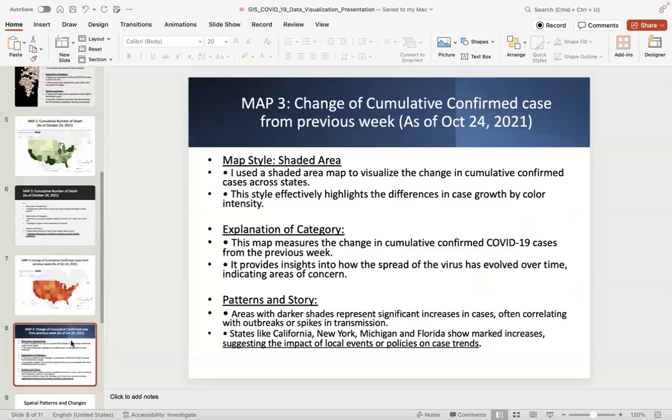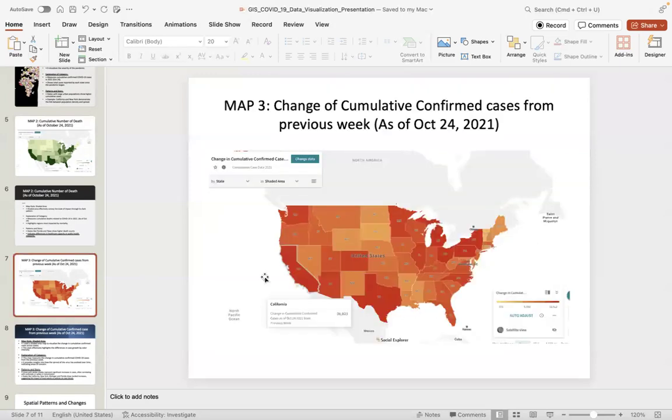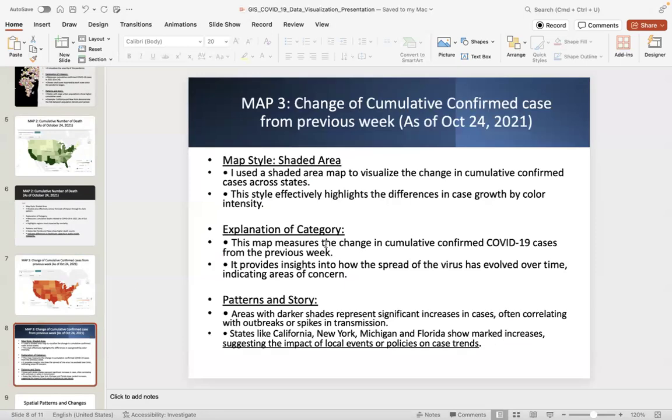Let's jump into the other things to discuss for map number 3. Here, map style, same thing. I chose shaded area. I couldn't choose bubbles or dot pattern because it didn't allow for this kind of data. That's why I chose shaded area. Also, it's easy to understand and easy to discuss. This style effectively highlights the difference in case growth by color intensity, which I have already discussed.